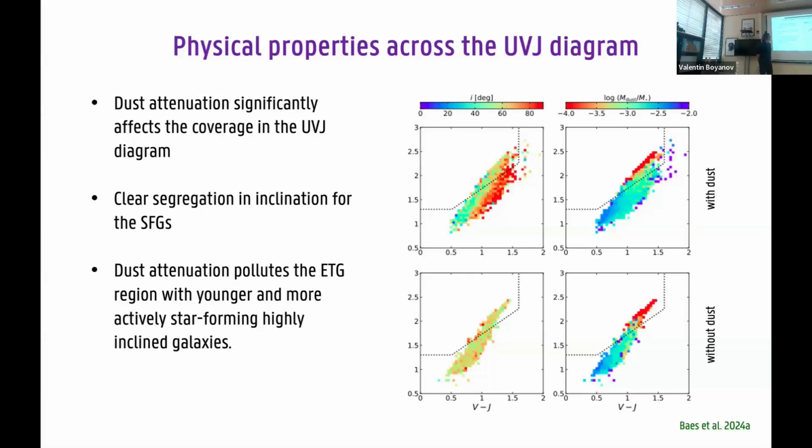And also, many of the galaxies that are reddened by dust actually end up in this early type galaxy region. So here there's no galaxies, here there's all galaxies that end up here. And so dust attenuation pollutes the early type galaxy region with galaxies that are actually actively star-forming galaxies. And so you should not blindly trust this UVJ diagram.